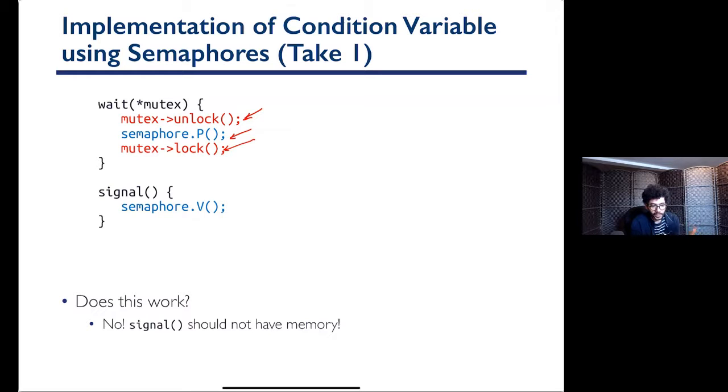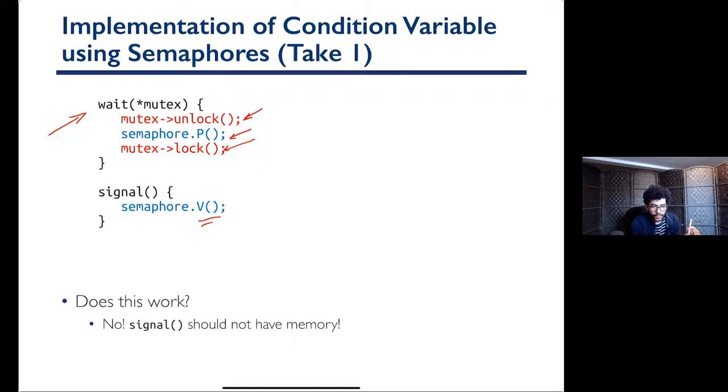However, with this implementation, semaphore.V has memory, because it's going to increase the value of the semaphore. So if you call this signal with this implementation, then you're going to have a problem, because after 10 signals, if somebody calls wait, they're not going to wait. They're going to go, because the V has increased the value of the semaphore, and P is going to go.